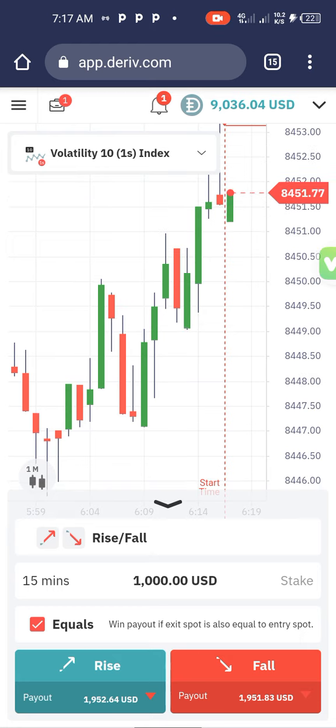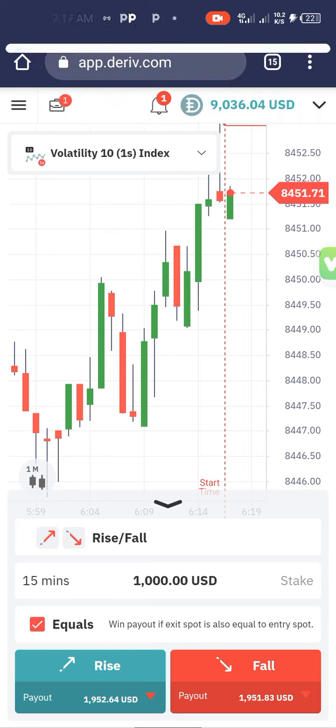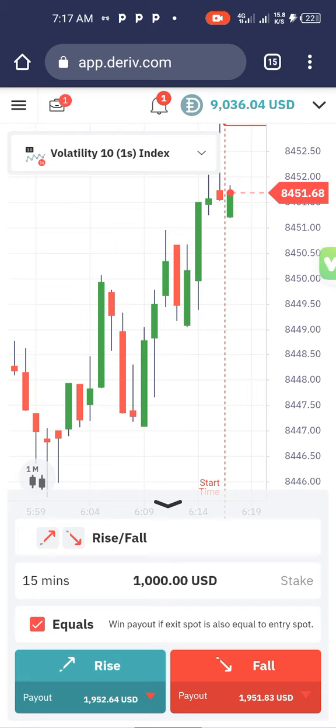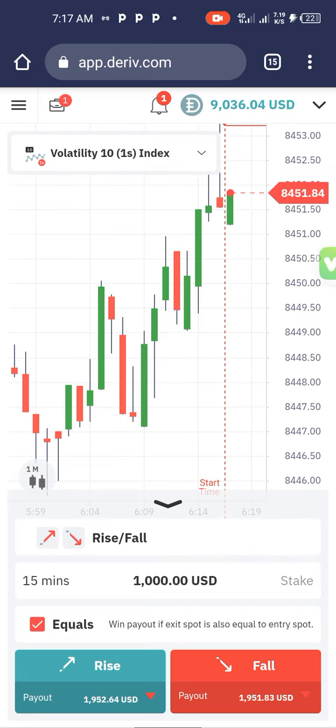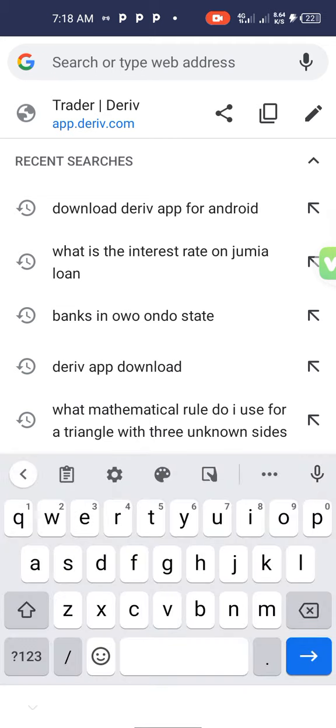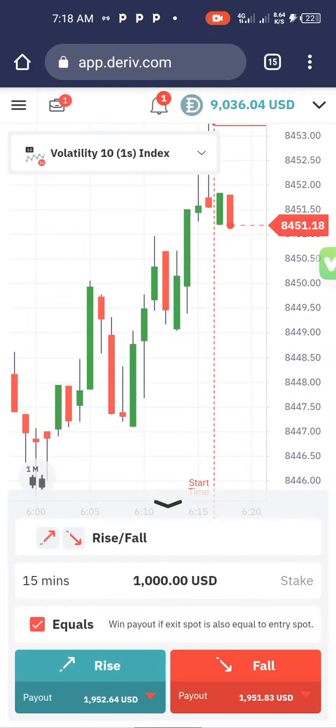And then how does this work? First of all, you must be registered with Deriv. You must have an account with them, and it's very simple. Just go to app.deriv.com, it should take you there, or you can download the Deriv app. But take note that you can't get the Deriv app from Play Store. You can only get it from their site. So you just search for it on Google Chrome to bring out the option for you. That's where you can get the app. Download the app, register the app.